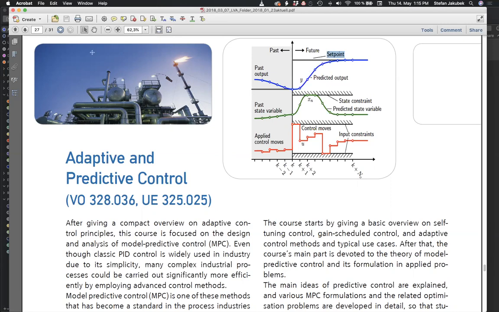Or like for this kind of oil refinery, you probably know the demanded output of your refinery in the future. Somebody tells you, okay, if the gasoline price is going up, then we are going to produce more, for example. This is one thing. So this is about predicting something which is going to happen in the future.